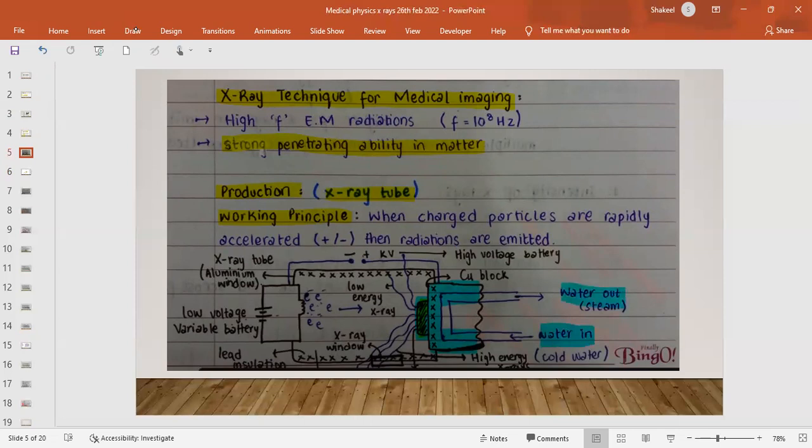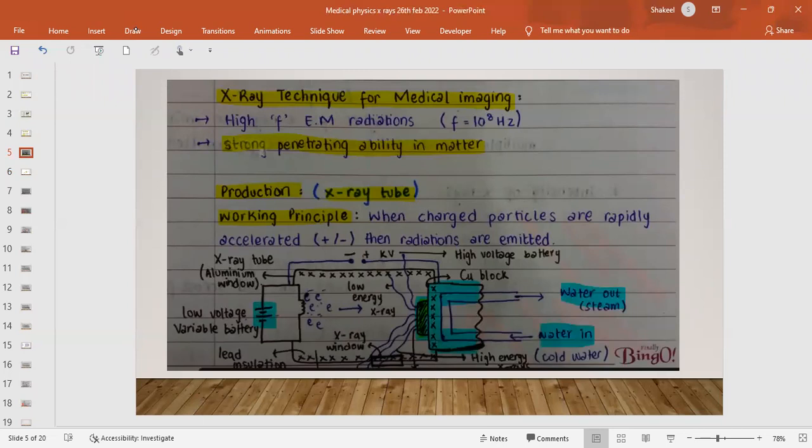Why? Because when the electrons hit the metal target, of course it is going to produce a lot of heat energy, and that heat energy would be quickly absorbed by the copper block, and inside the copper block, the water tubes are there, so they will be taking the heat away from there.